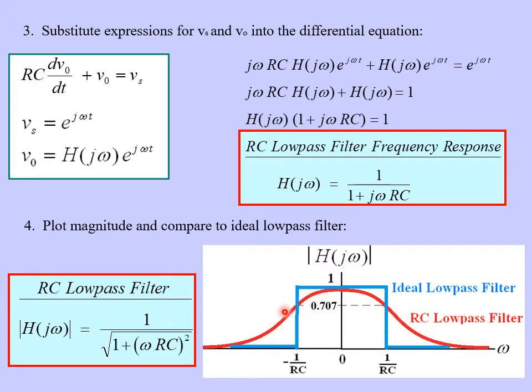So here is our frequency response for our RC low-pass filter, and let's compare it to an ideal low-pass filter, which is shown in blue. You can see that they have a couple of things in common. At very low frequencies, close to 0, notice they both approach 1. And at high frequencies, as omega gets very large, notice they both go to 0. So this RC filter does behave as a low-pass filter.